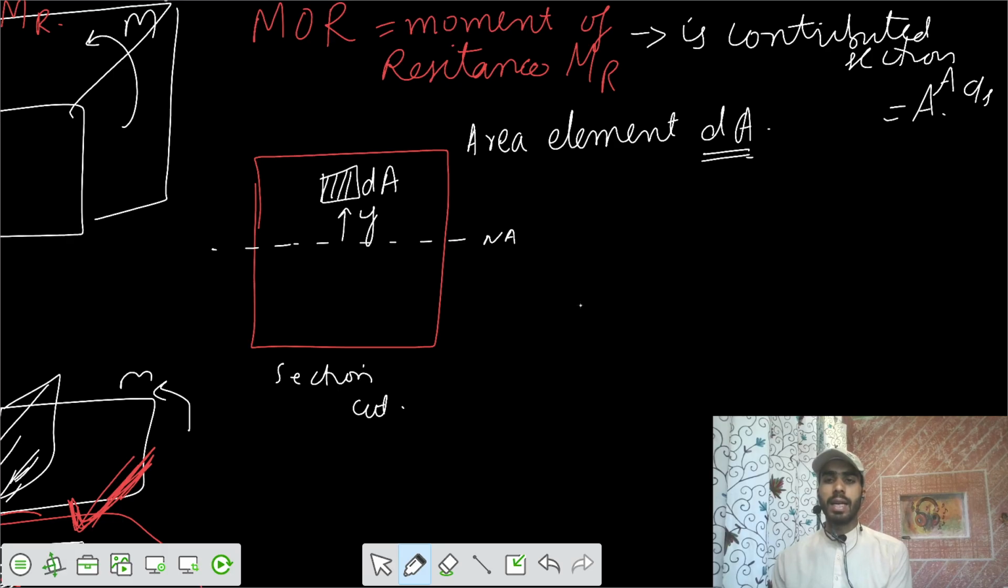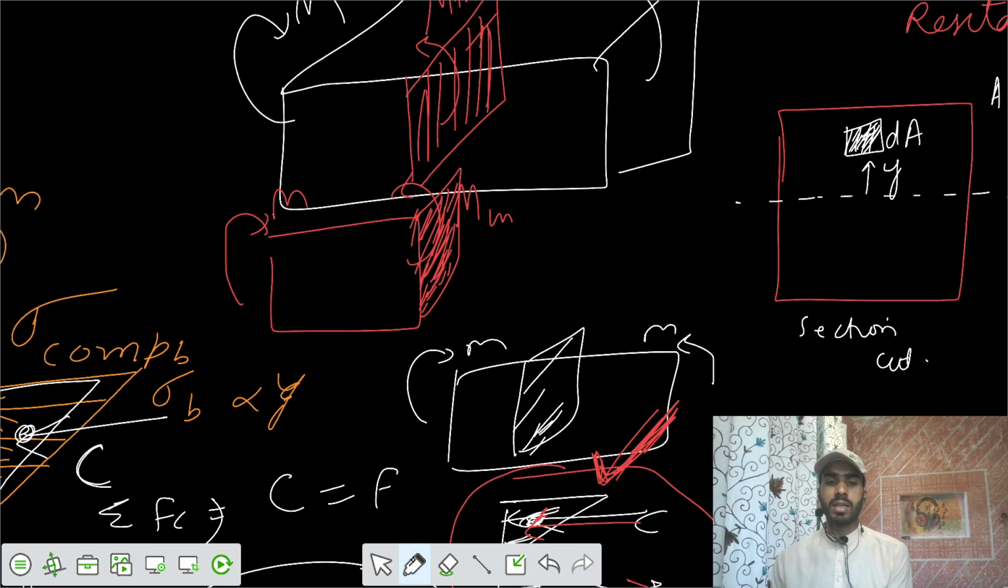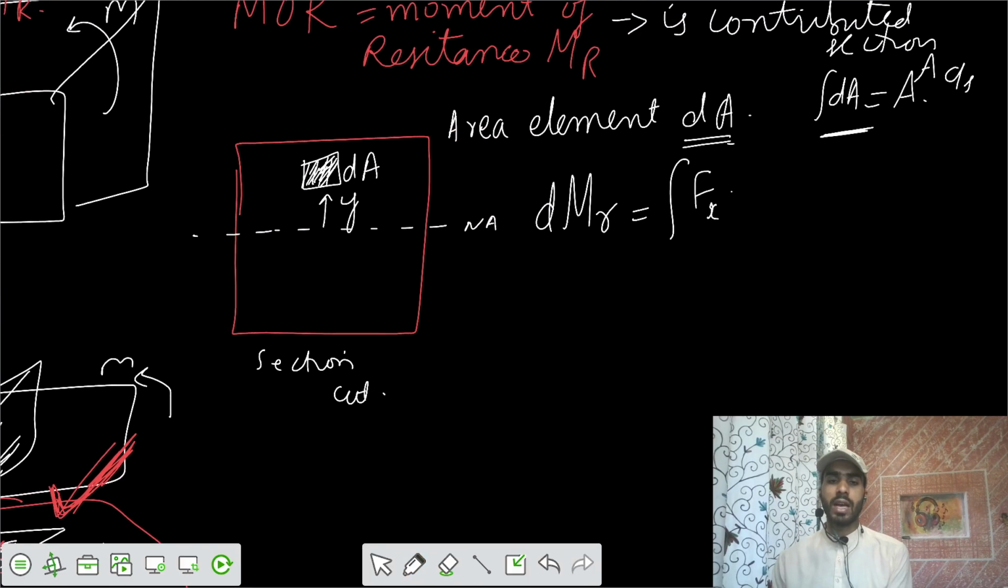That A is the integral of small dA, isn't it? A is made up of the contributions of small dA. Let's say this dA contributes a small moment of resistance dMR, and it resists some force, let's call it Fx. That means at a distance x from one of the supports, it has resisted a force of Fx, and we have some lever arm also, the perpendicular distance.